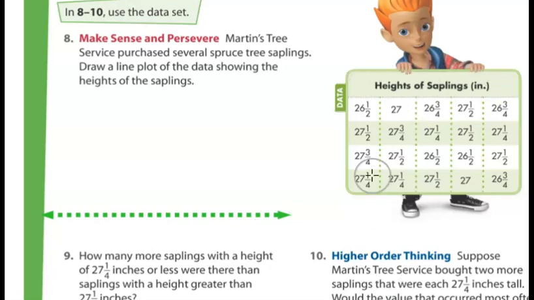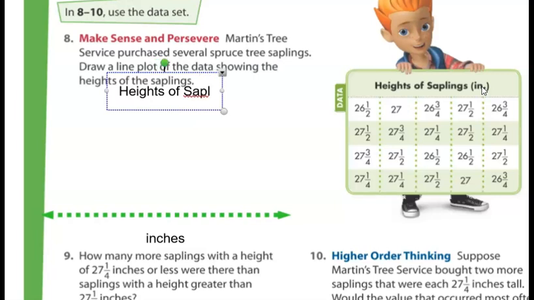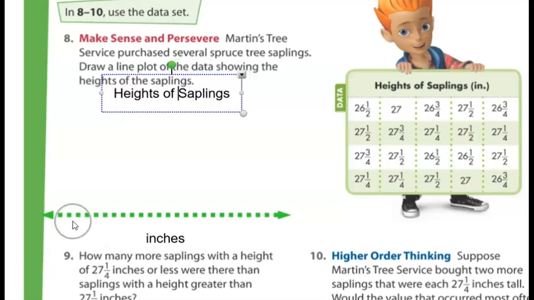And then you want to also make sure that you have your unit down below, and you'll notice that your unit is in inches. So these numbers that you're going to be placing below are going to be in inches. And then you also want to have a title, which is right here, which is going to be the heights of saplings. So our title's up top, and then our unit is down below.